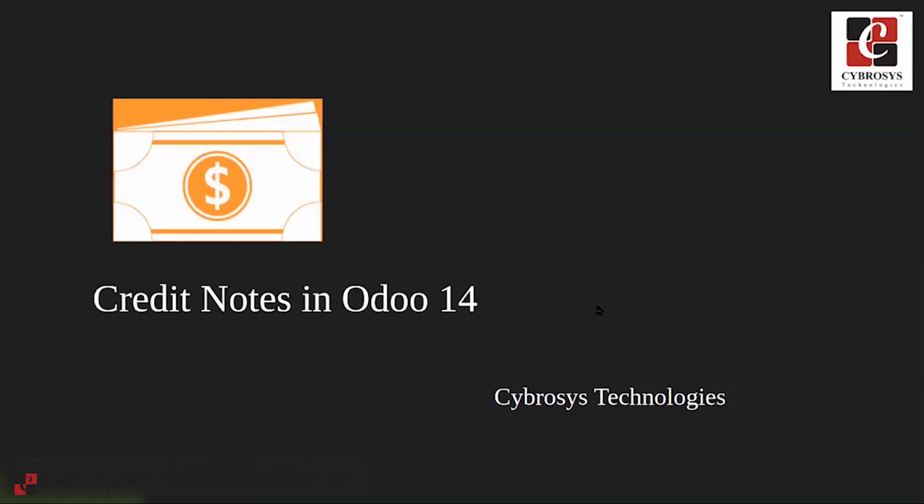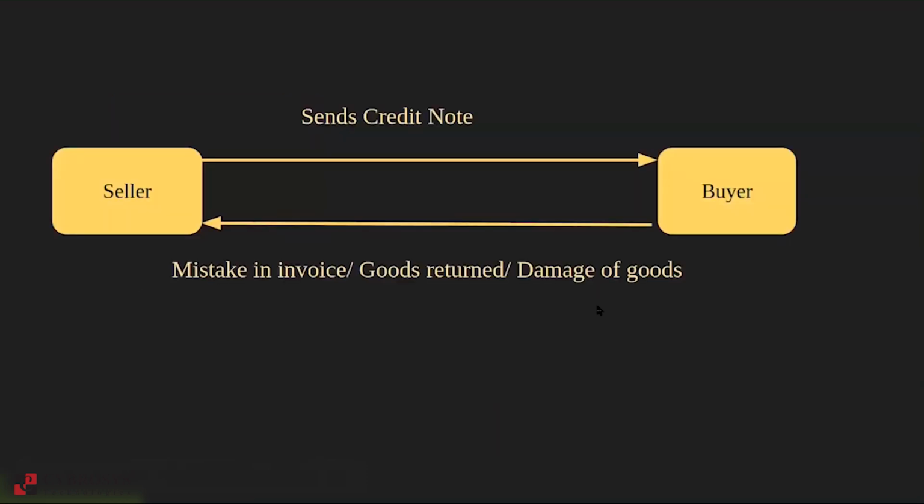There are several reasons that can lead to a credit note. That is when there is a mistake in the created invoice, or if the customer returns goods, or if there is a rejection of services, or goods delivered to the customers are damaged. So in these cases, credit notes are issued, and the seller sends a credit note to the buyer, that is to the customers.